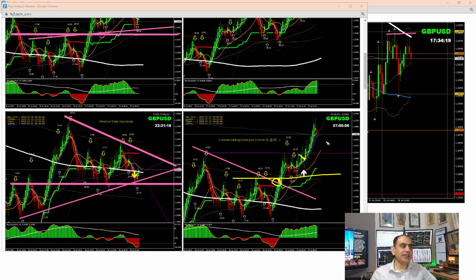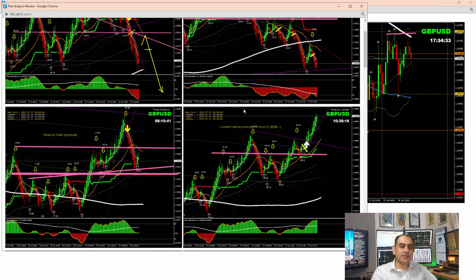Just before morning analysis, price was at this level, and I explained to my traders it's time to enjoy some profit. After banking some profit, look for another pullback. Pretty straightforward.